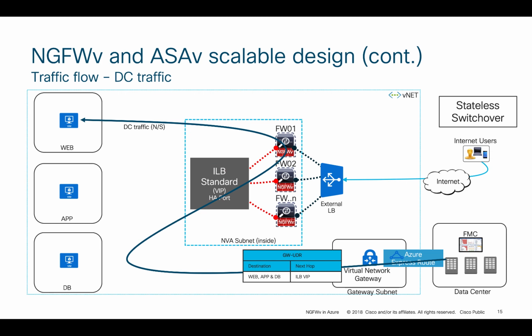Another important traffic flow is when your traffic is coming from your data center or going to your data center. In that case, you have your ExpressRoute. If you have ExpressRoute connectivity, you will place your virtual network gateway in the gateway subnet. On the gateway subnet, you can add a route table and specify the destination. If the destination is the application, app, or database subnet, send it to the internal load balancer, and then the same traffic flow will happen. It will come through the same load balancer and the same firewall.